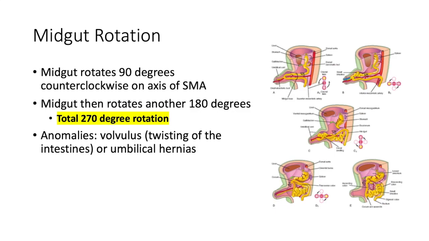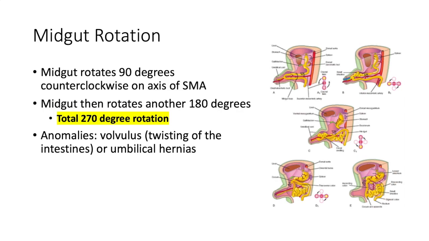Okay, so midgut rotation. This is probably more important than the stomach. So the midgut rotates 90 degrees counterclockwise on an axis of the SMA. So we've talked many times about that SMA. That's our mouth of aorta man, and our midgut is rotating around it counterclockwise 90 degrees. Then the midgut is going to rotate around another 180 degrees. So if we add these up, that's going to be a total of 270 degree rotation.